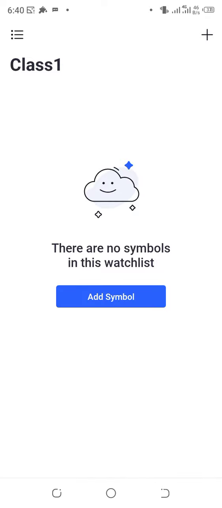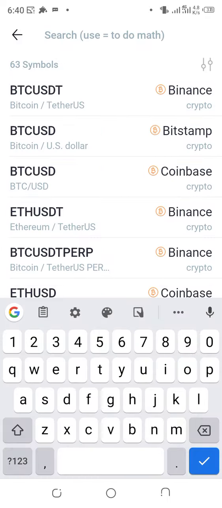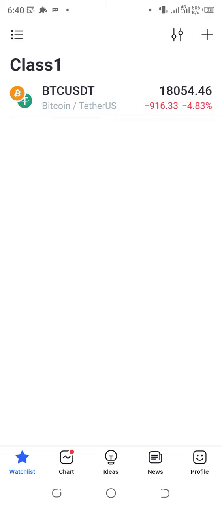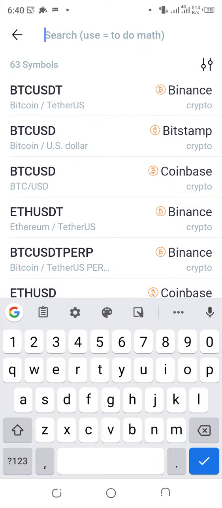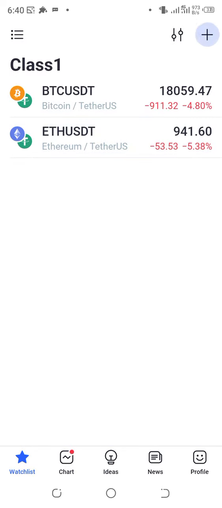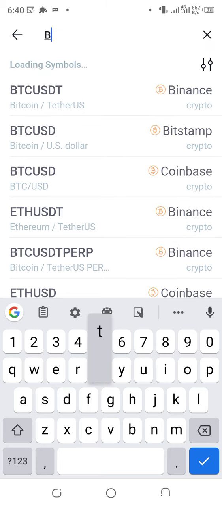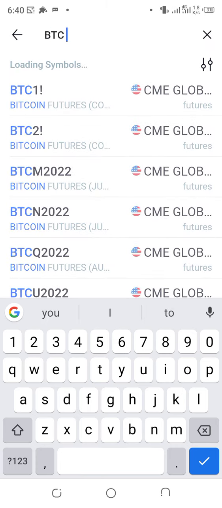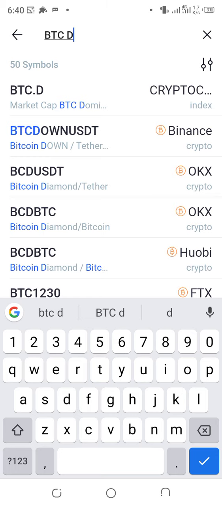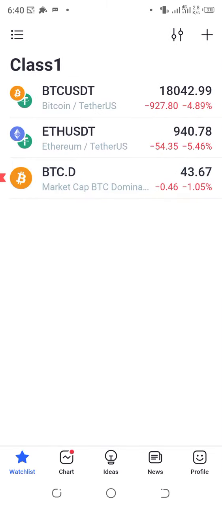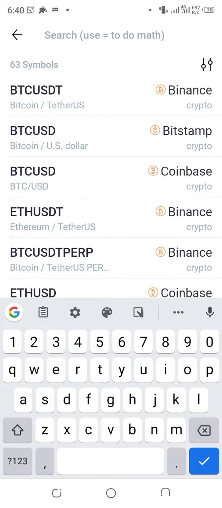So I'll go to add symbols. And most times I like having Bitcoin itself, Bitcoin USDT, and I like adding Ethereum, and I like adding BTC dominance. Most times I look at this dominance to know what the Bitcoin will do. And also, okay, let's go to currency pairs.